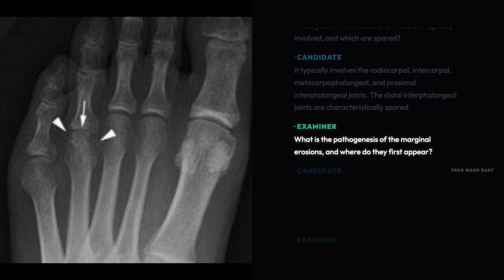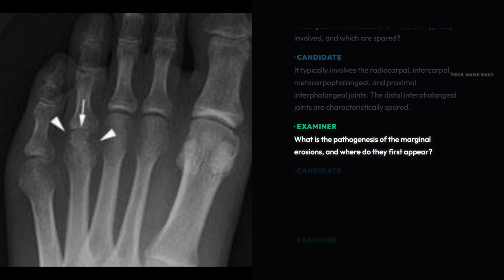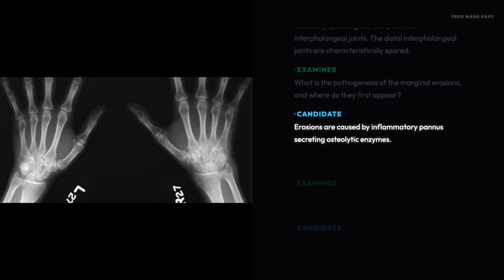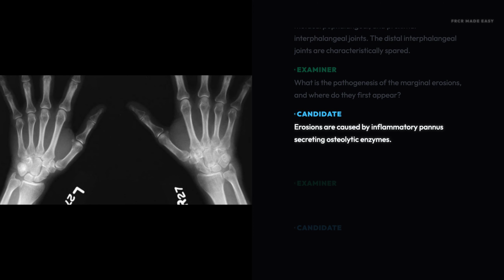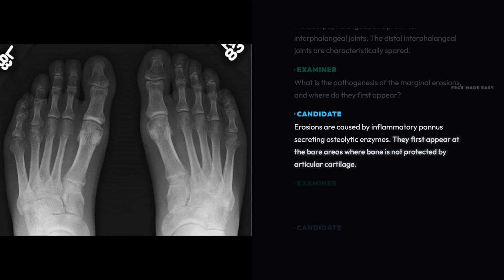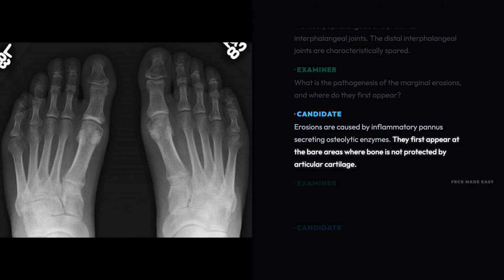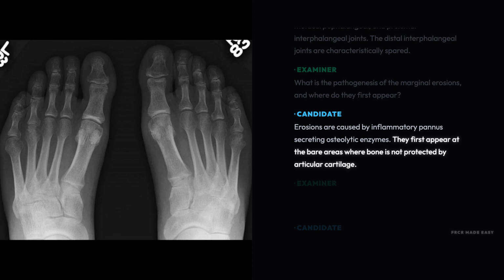What is the pathogenesis of the marginal erosions, and where do they first appear? Erosions are caused by inflammatory pannus secreting osteolytic enzymes. They first appear at the bare areas where bone is not protected by articular cartilage.